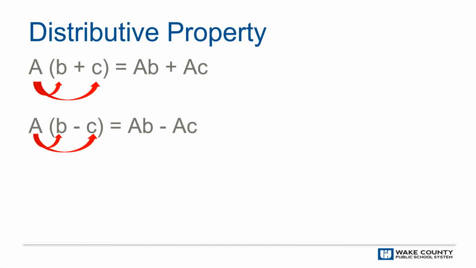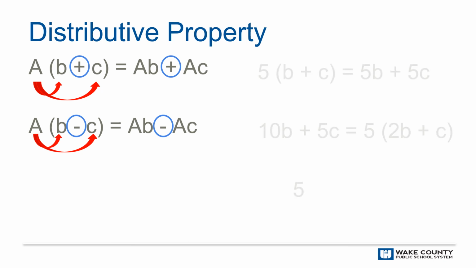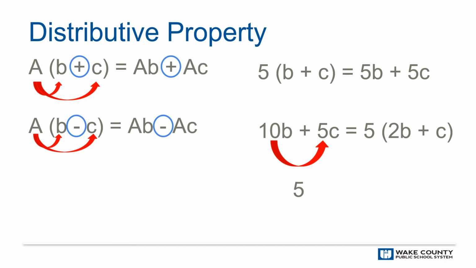The distributive property allows us to remove the parentheses by bringing multiplication from outside to inside a parentheses. The distributive property does not change the sign of any of the equations. It also works in reverse, finding the common factor out to the outside of the parentheses, creating an equivalent equation.